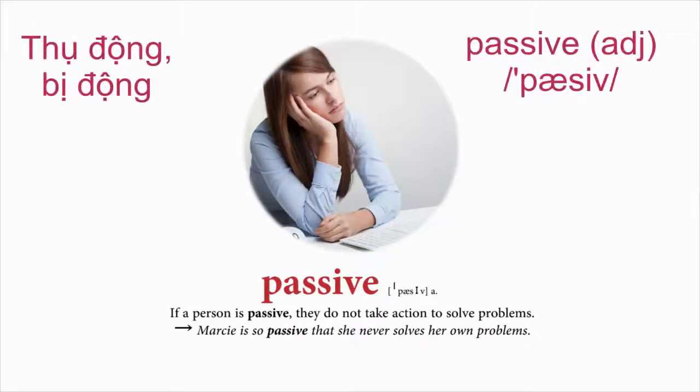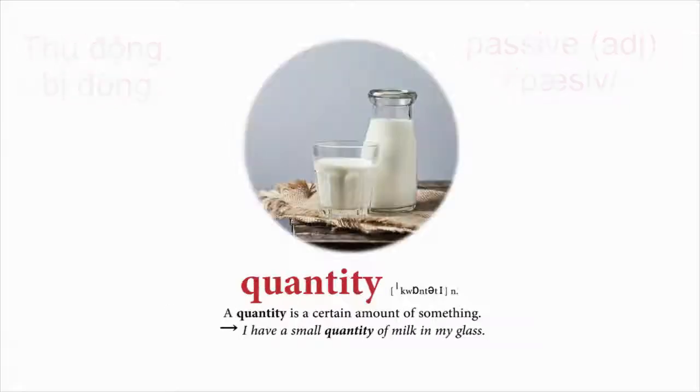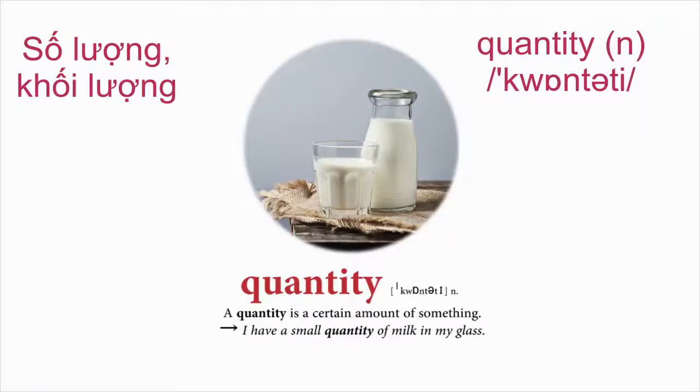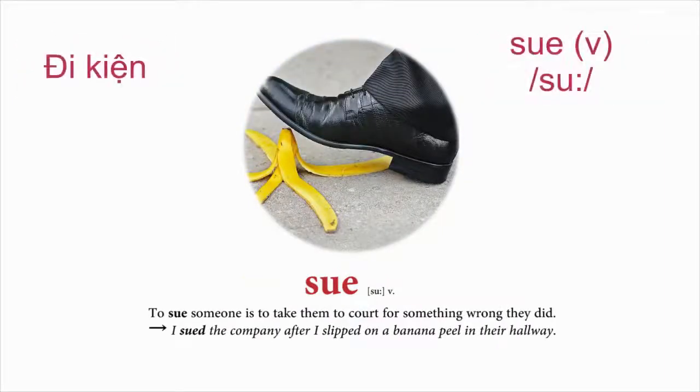Passive. If a person is passive, they do not take action to solve problems. Marcy is so passive that she never solves her own problems. Quantity. A quantity is a certain amount of something. I have a small quantity of milk in my glass. Sue. To sue someone is to take them to court for something wrong they did. I sued the company after I slipped on a banana peel in their hallway.